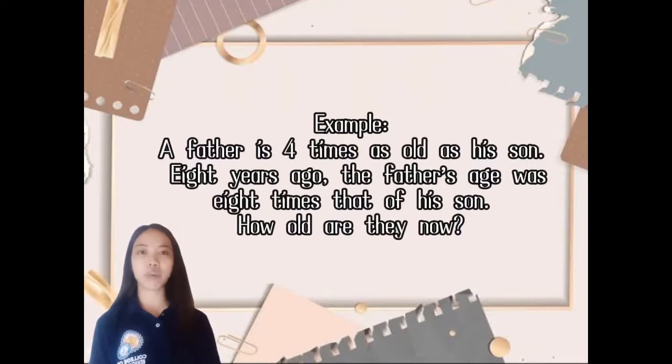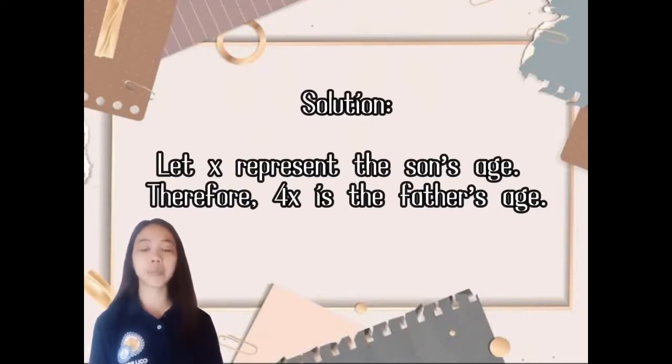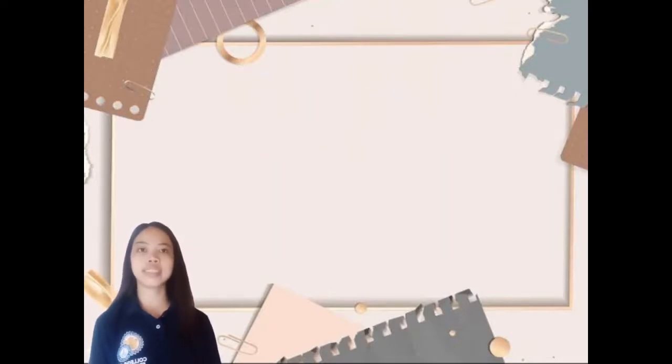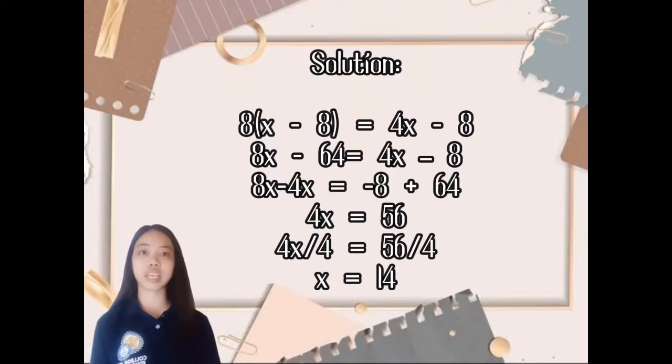I have here an example of a word problem: a father is 4 times as old as his son. 8 years ago, the father's age was 8 times that of his son. How old are they now? First, identify what we're going to find, which is how old are they now. The given is, let x represent the son's age, and therefore 4x is the father's age. x minus 8 represents the son's age, and 4x minus 8 represents the father's age.